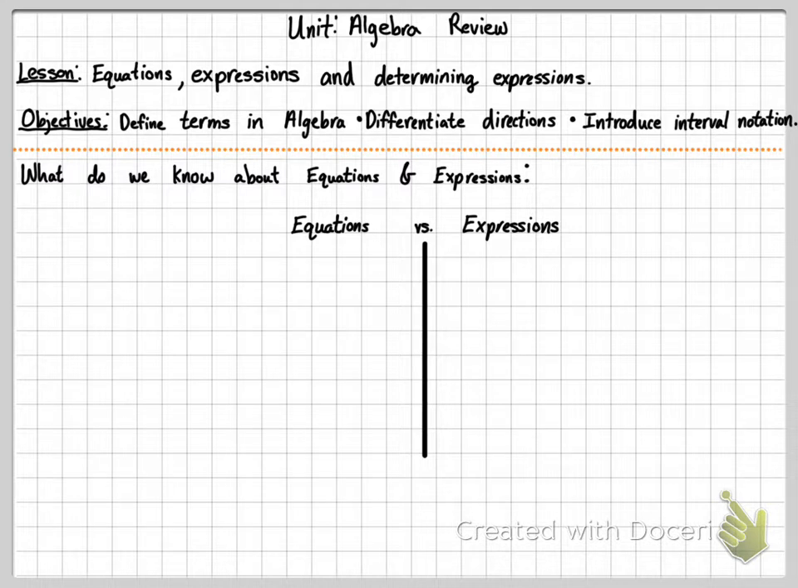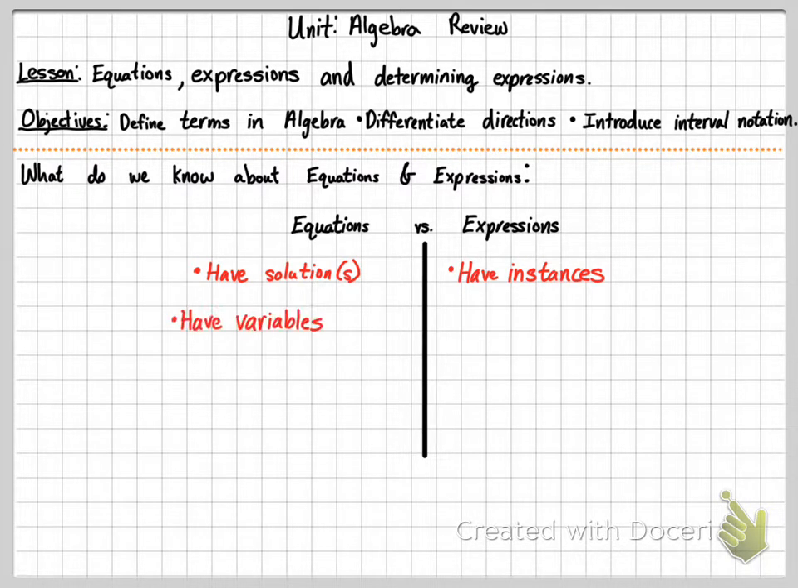So let's differentiate between the two first. An equation has solutions. An expression has instances. Notice that I put the parentheses here for the S. That's because it can have one solution or more than one solution. So we're going to talk about that. We're also going to talk about what instances means.